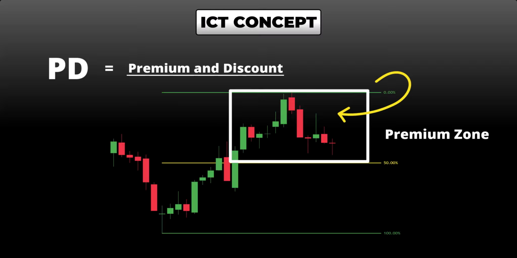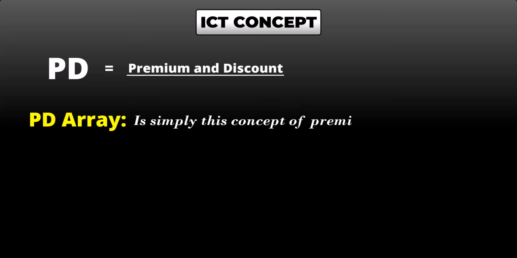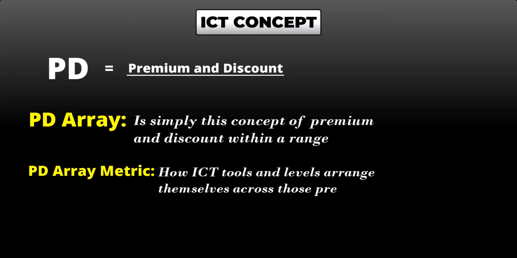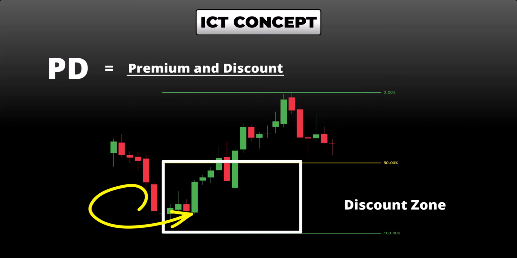Above this midpoint lies the premium zone, and in a bullish market, we mainly look for selling opportunities there. Below the midpoint is the discount zone, and that's where we look for buys. So a PD array is simply this concept of premium and discount within a range. Now, the PD array metric refers to how ICT tools and levels arrange themselves across those premium and discount zones. These zones highlight where to hunt for trades, sells above equilibrium, buys below it, and they guide directional bias. Price often seeks out these PD arrays before making its next move.